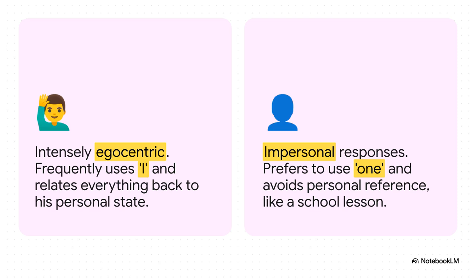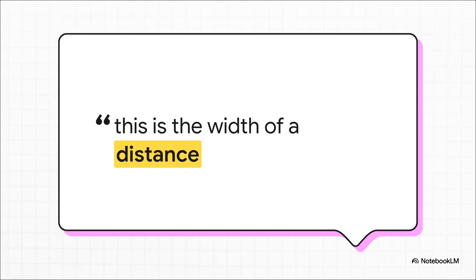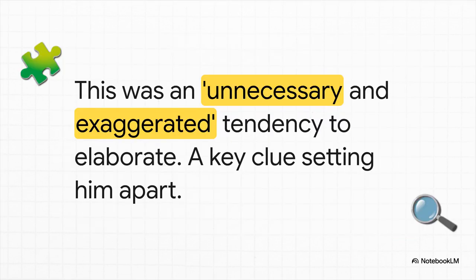It was the first major clue. His need to be understood was almost physical. You have to picture this. To the word wide, he not only gives this totally redundant definition, this is the width of a distance, but the original report actually notes that he made an explanatory gesture, literally showing the width with his hands. So this wasn't just him being helpful. The researcher identified it as an unnecessary and exaggerated tendency to elaborate. This intense, almost desperate need to be perfectly and completely understood was seen as real, quantifiable evidence of that fussiness of thought they believed was part of the epileptic character.